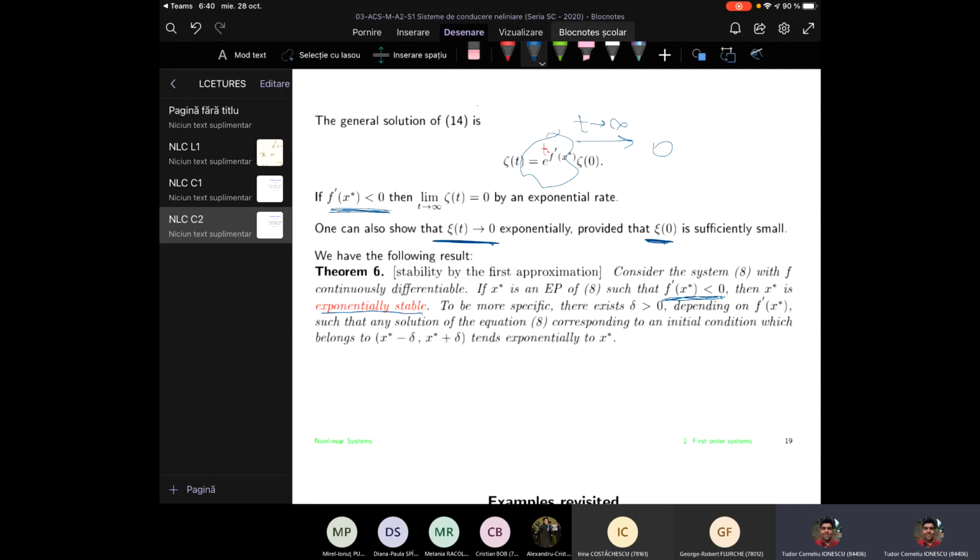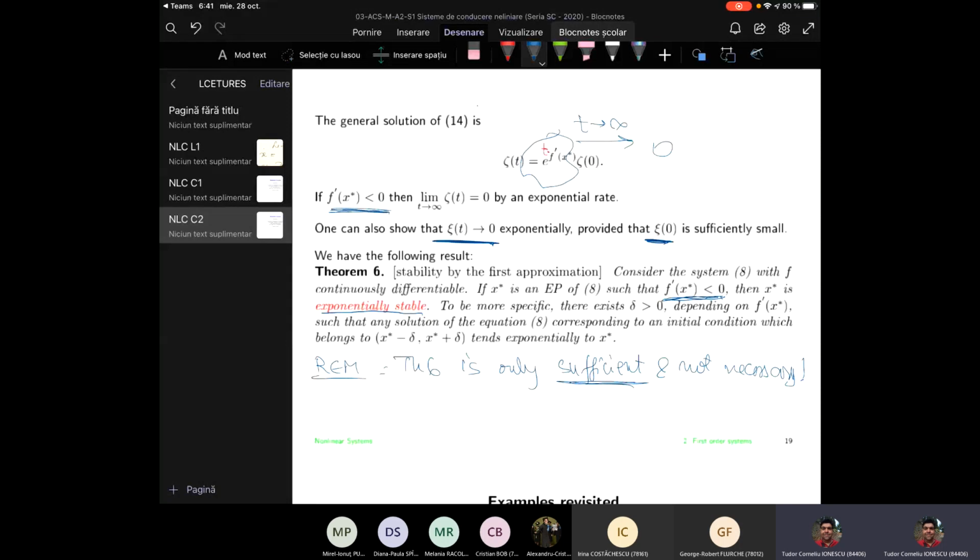Note that we have to make the following remark. Theorem 6 is only sufficient and not necessary. I'm afraid this is only a sufficient condition, and you have to get used to that with nonlinear systems. With nonlinear systems, we work with sufficient conditions, not necessary and sufficient, unfortunately. So this is only a sufficient condition.